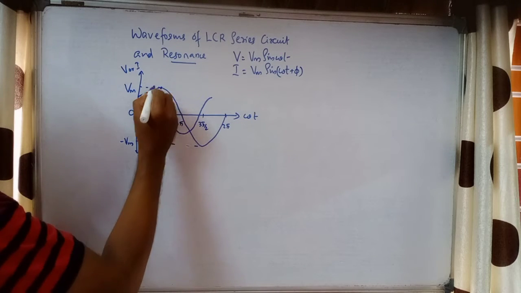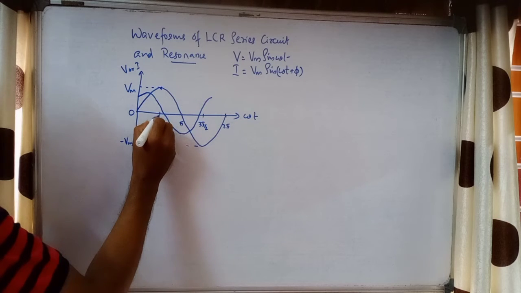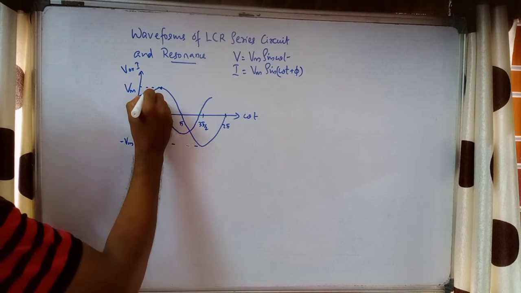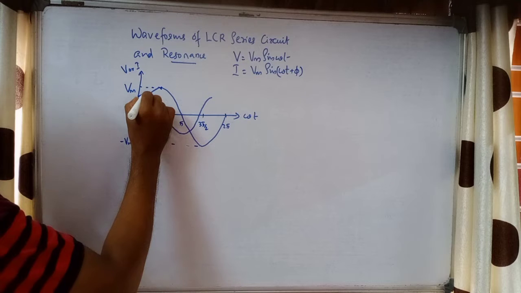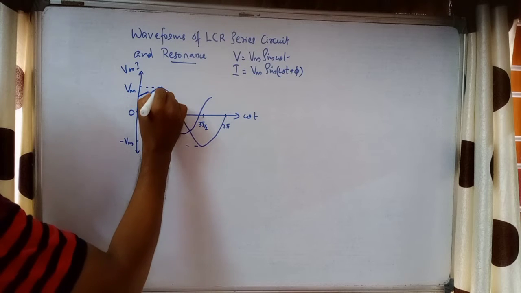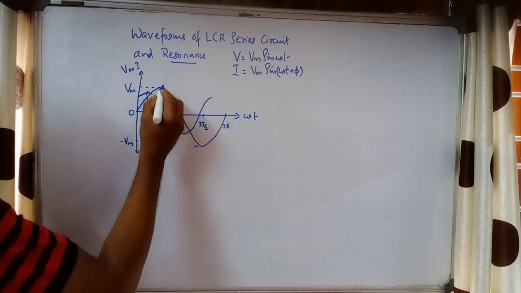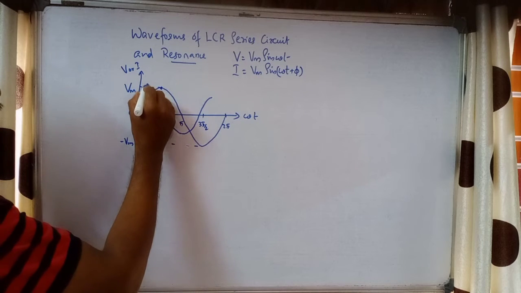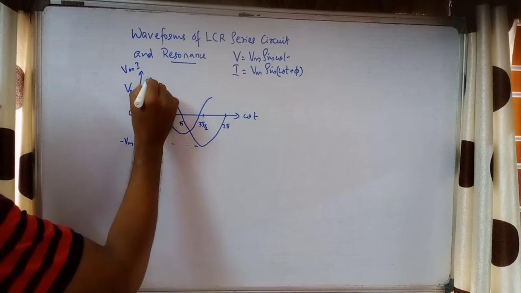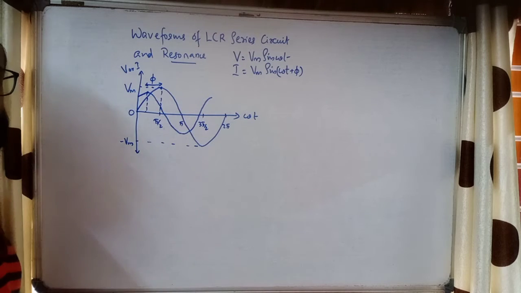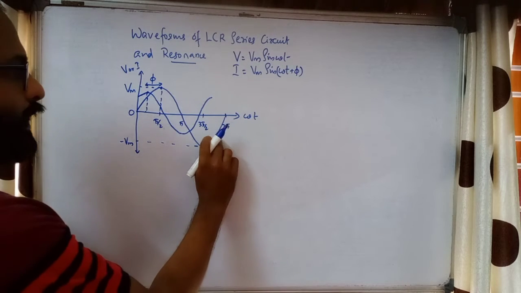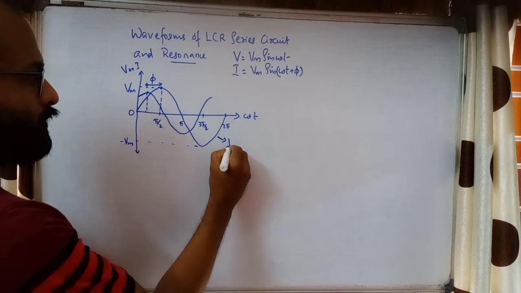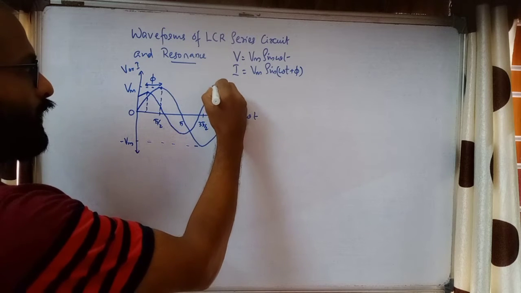So what is the phase? Here the maximum peak value is at this point. Correspondingly, the peak value of current is here. We can draw a vertical line from the peak values. This is the peak value of voltage and this is the peak value of current. So what will be this difference? This difference will be equal to phi. It will be the phase difference. So this line is representing the voltage and this represents the current.